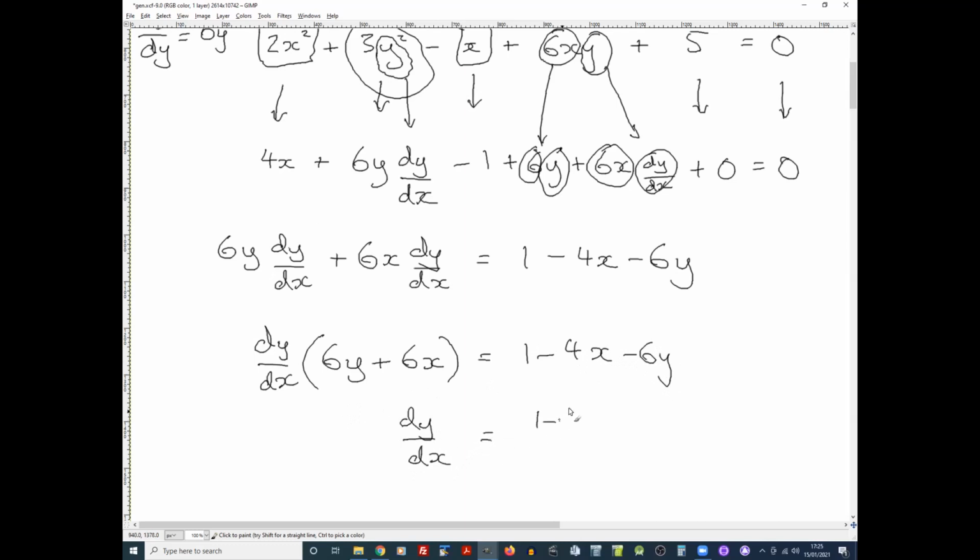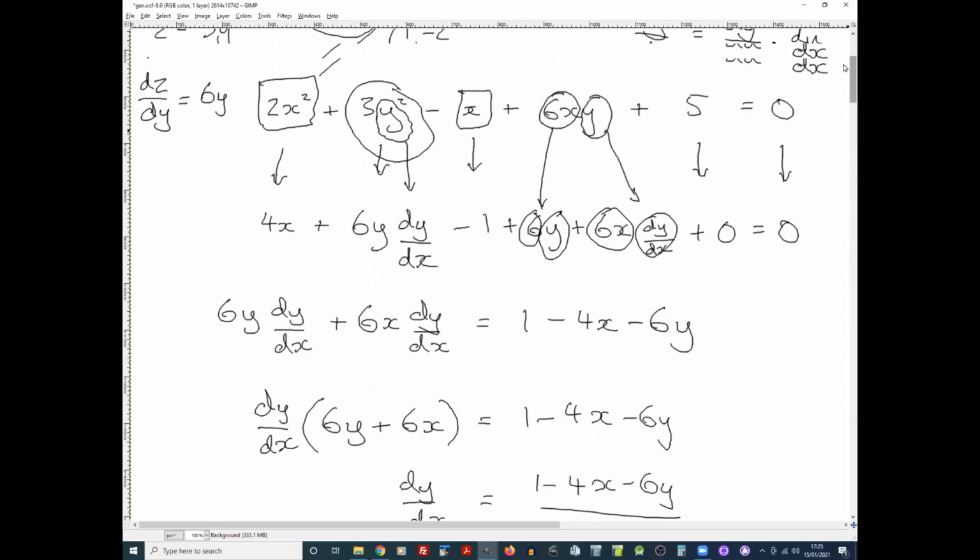Do they expect you to go any further? No, they don't. Sometimes, other times not. It doesn't look like that's very nice to divide. Cool. So what next?